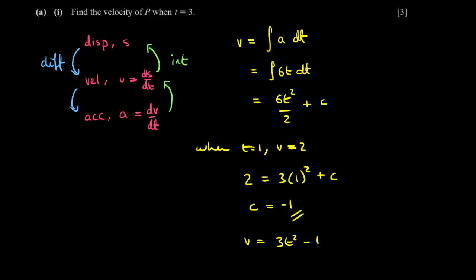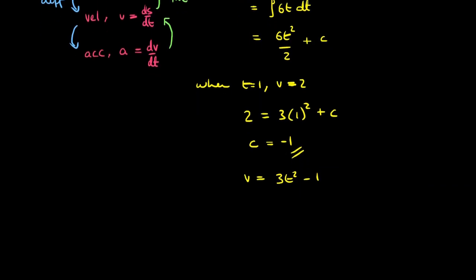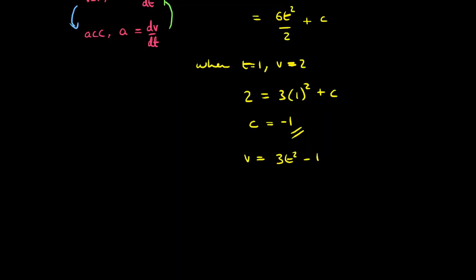Now what we're asked to find is the velocity when t is equal to 3. So we just substitute t is equal to 3. So we now say when t is equal to 3, the velocity is equal to 3 times 3 squared minus 1. And so 3 squared is 9, times 3 is 27, minus 1 is 26. So our answer is 26 meters per second.